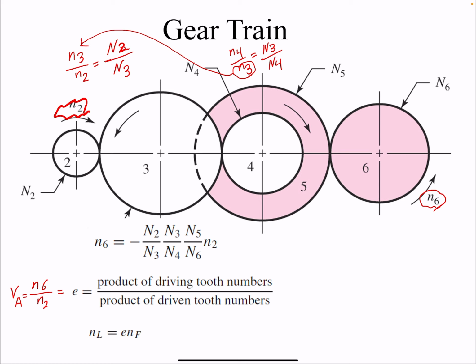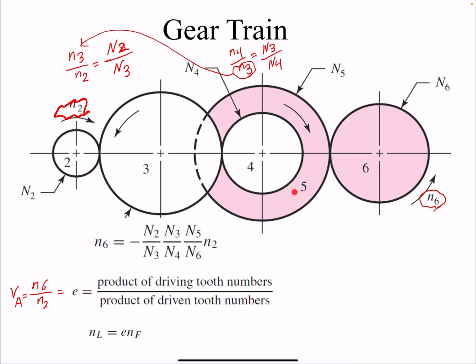So let's see which one is the driving. Here, gear 2 is driving gear 3. So gear 2 is the driver. Gear 3 is driven by gear 2, but also is the driver for gear 4. Gear 4 is driven by gear 3, but it's not driving any gear. So gear 4 is not a driver.